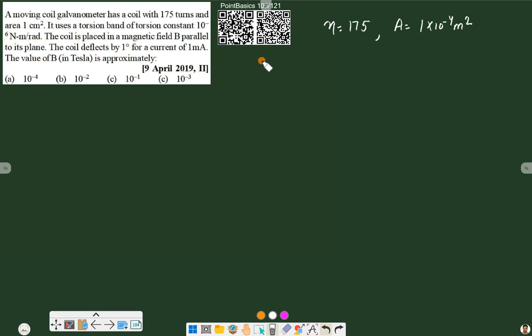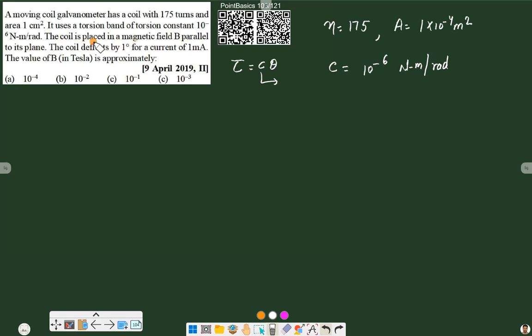Here it is a constant, and which constant is it? When we write that torque is equal to C times theta, this is the constant which is mentioned here. Here theta, as per this value of the constant, should be in radian. So the value of C is 10 raised to power minus 6 Newton meter per radian.